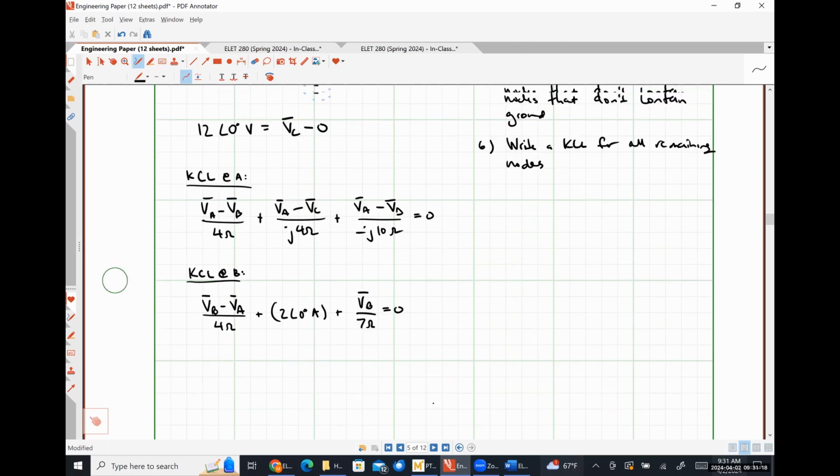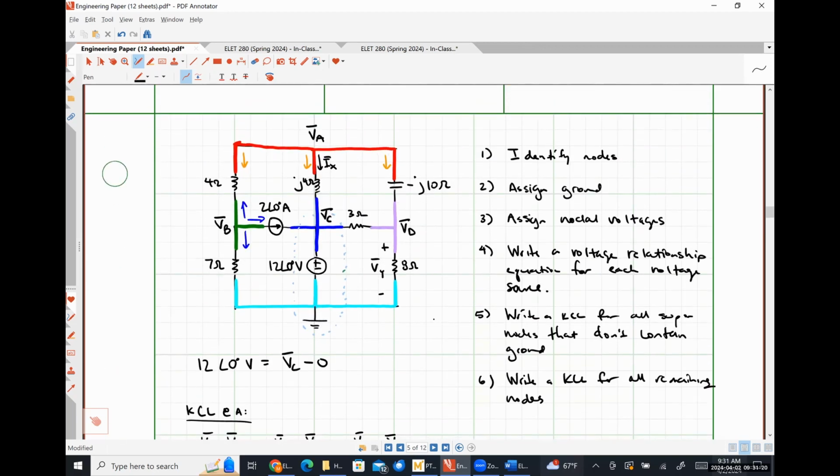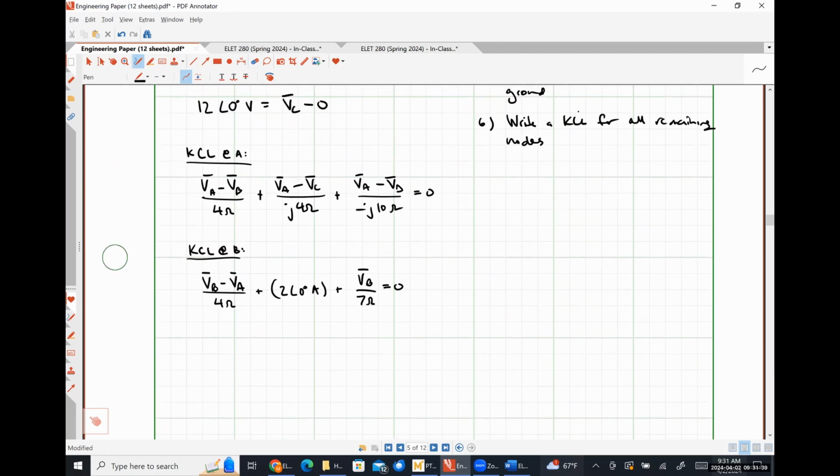Okay, so we had 3 currents, so we're good to go. Like I said earlier, we're going to skip node C for our KCL expressions, because number 5 right here says we write a KCL for all supernodes that don't contain ground. This supernode does. So we skip that one. And lastly, we're going to write our KCL expression at D.